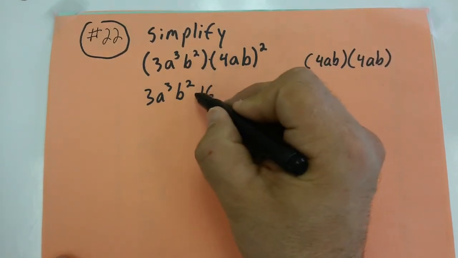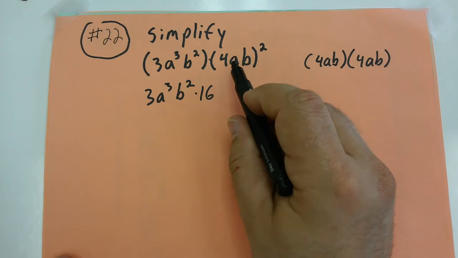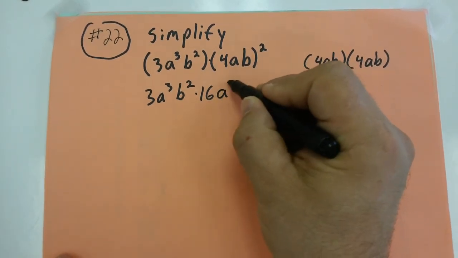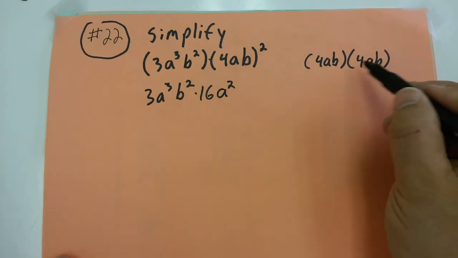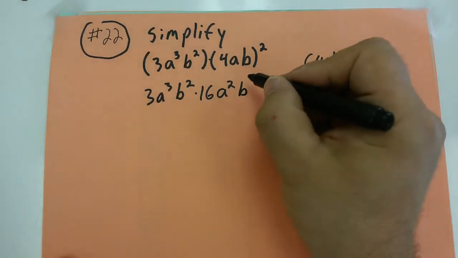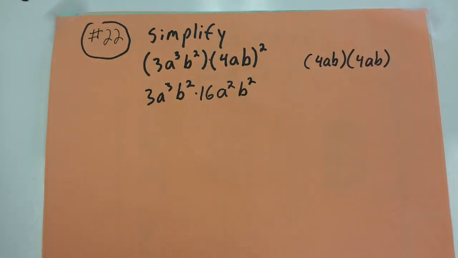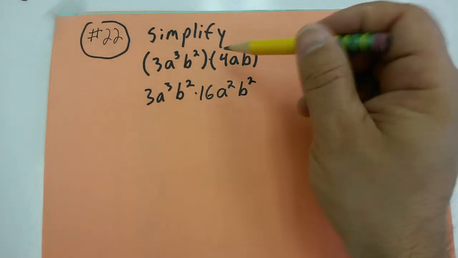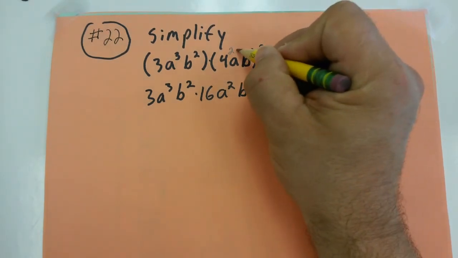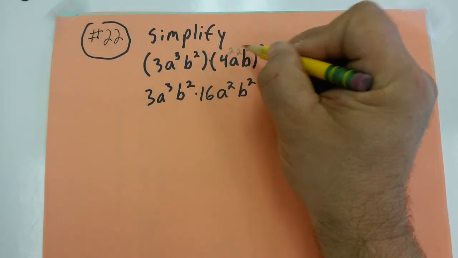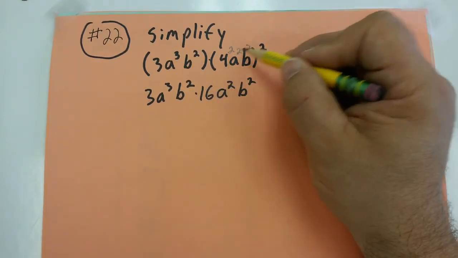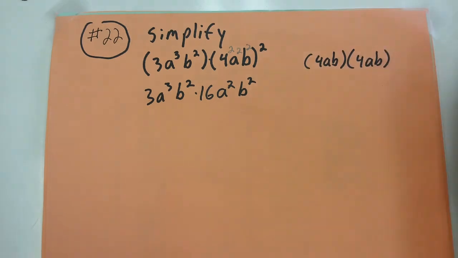And I'm multiplying these. A times a is a squared. And b times b, well, that's b squared. Some people actually will say you distribute the two. You're really not distributing the two, but the two does go to each of those quantities. So you get 4 squared, a squared, and b squared.